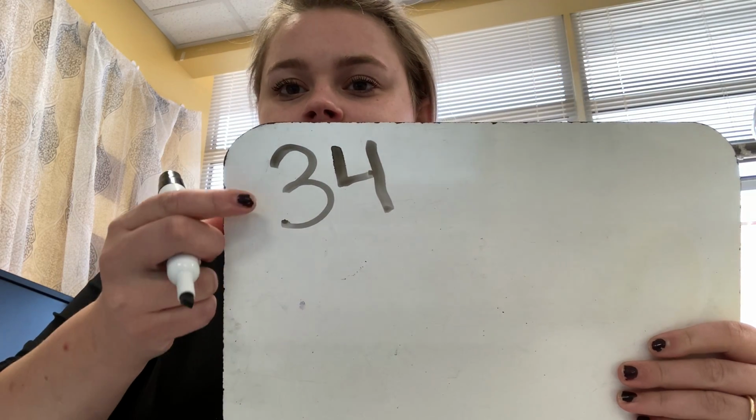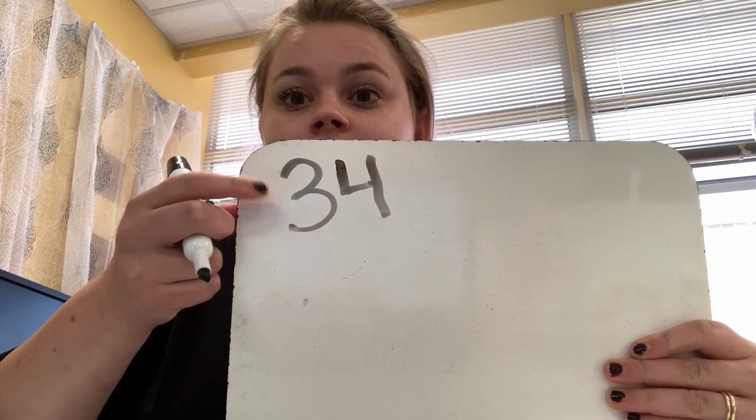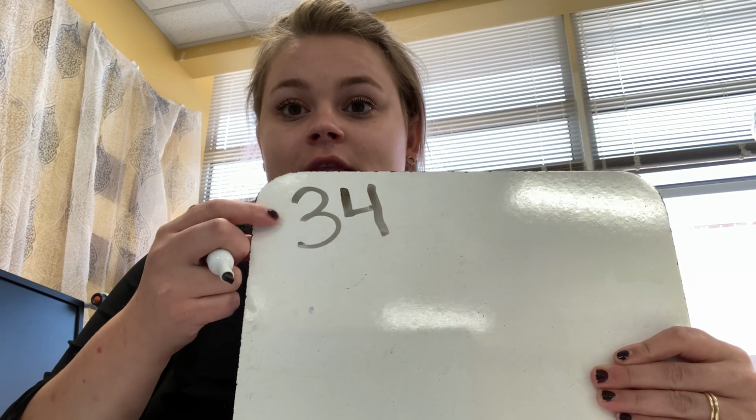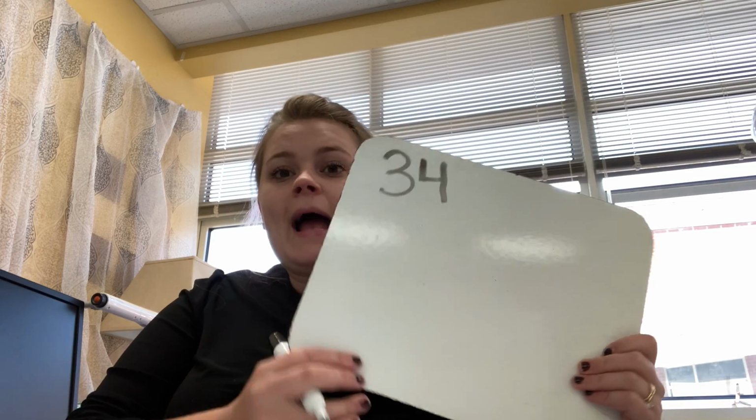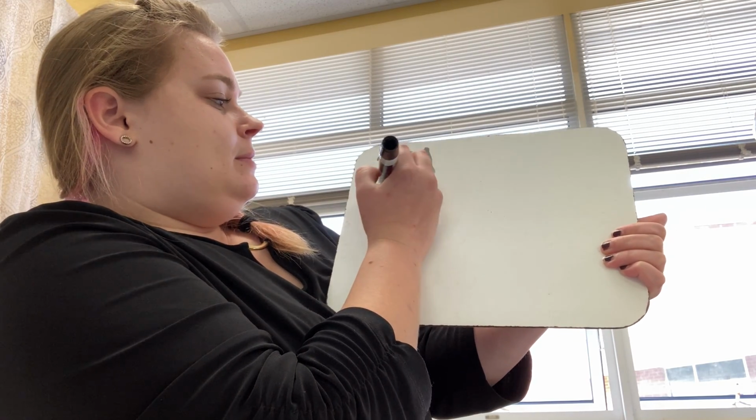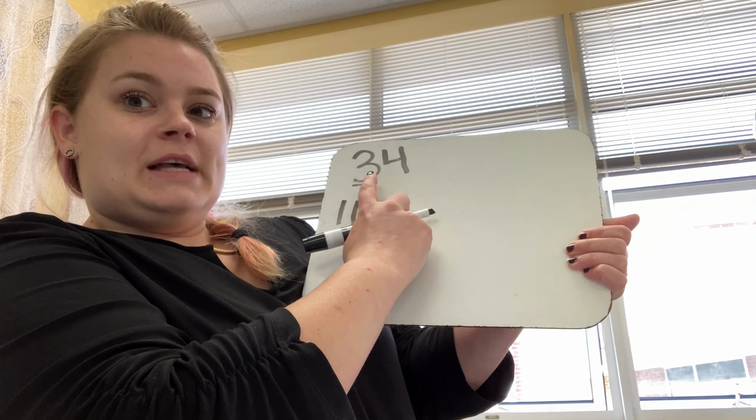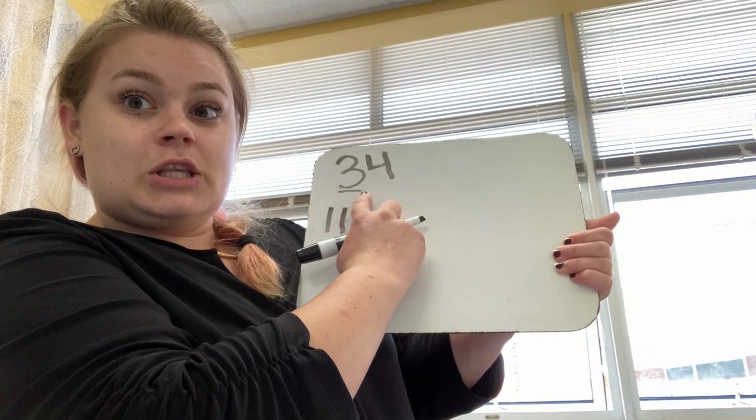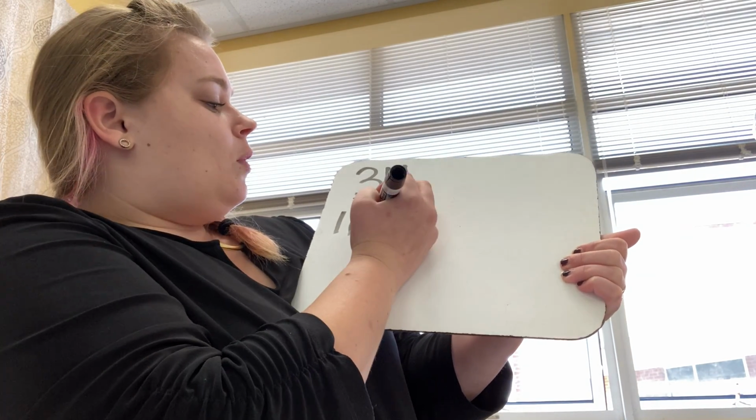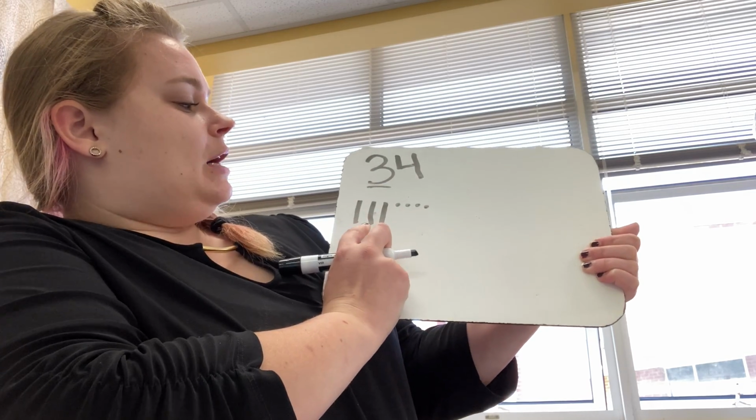Whisper to yourself what this number is. You should have said 34. This number is 34. I'm going to draw 34 in base 10. I'm going to draw 3 10s. Because there's a 3 in the tens place, that's 30. And I'm going to draw 4 1s. 1, 2, 3, 4. Because there are 3 10s and 4 1s.